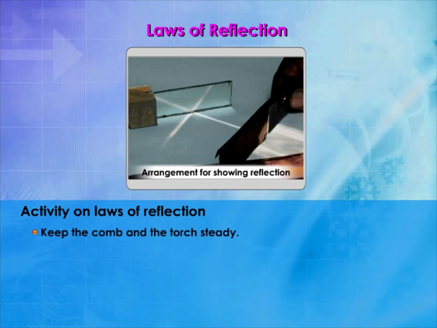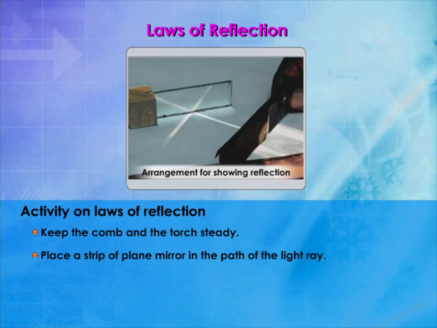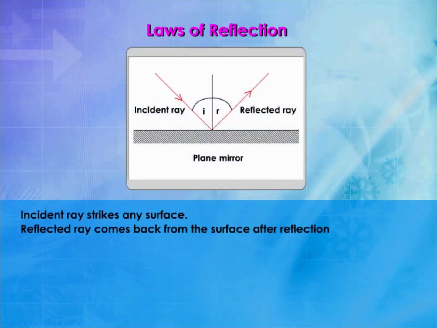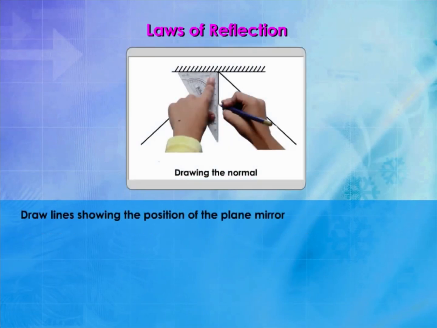Keep the comb and the torch steady. Place a strip of plain mirror in the path of the light ray. We can observe that after striking the mirror, the ray of light is reflected in another direction. The light ray which strikes any surface is called the incident ray. The ray that comes back from the surface after reflection is known as the reflected ray. Now draw lines showing the position of the plain mirror, the incident ray, and the reflected ray on the paper. Remove the mirror and the comb.